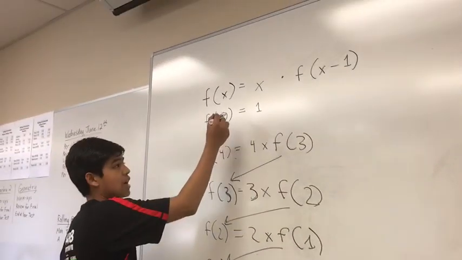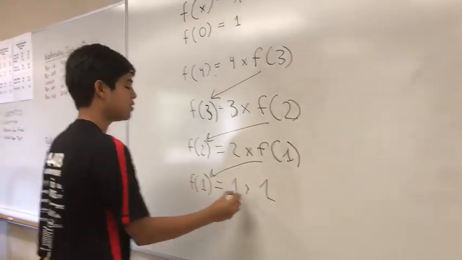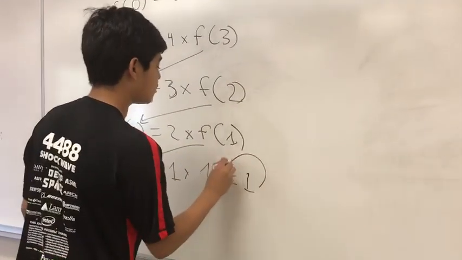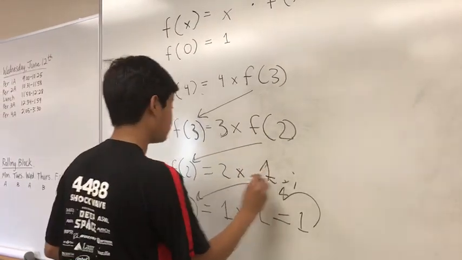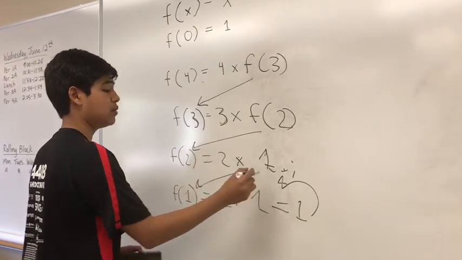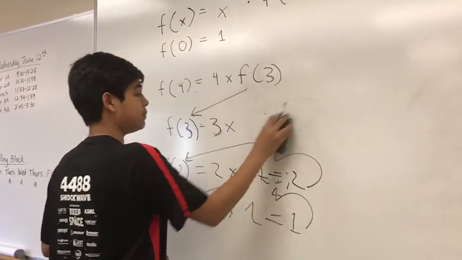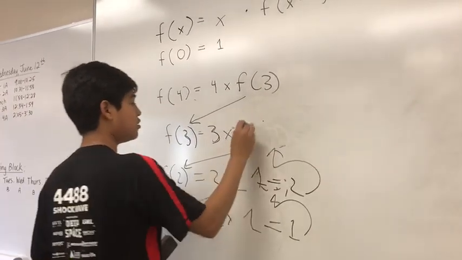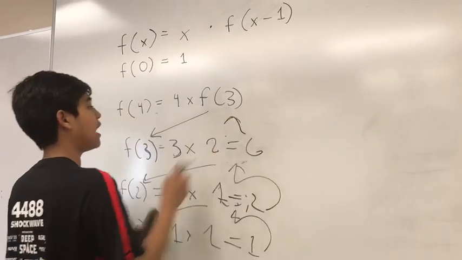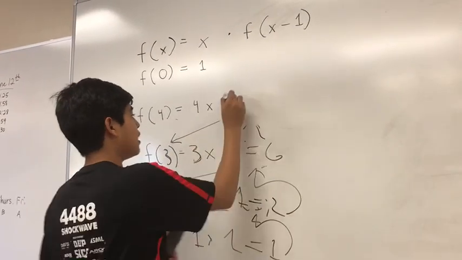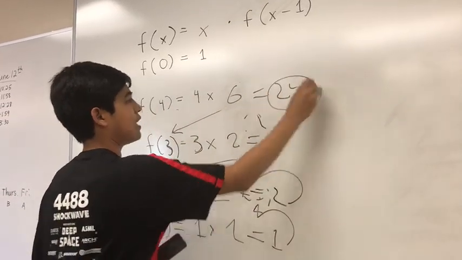Now, f(0) is actually equal to 1, so we can change that to 1, right? So f(1) is equal to 1 times 1, which is 1, and that goes up to here, and that changes f(1), which has now been evaluated to 1, right? f(2) is equal to 2 times 1, which is equal to 2, and that subs back up to f(2). So now, f(2) has been evaluated to 2, and then f(3) is equal to 3 times 2, which is 6. So f(3) has been evaluated to 6, and then f(4) is equal to 4 times 6, which is 24. And that's what we got.